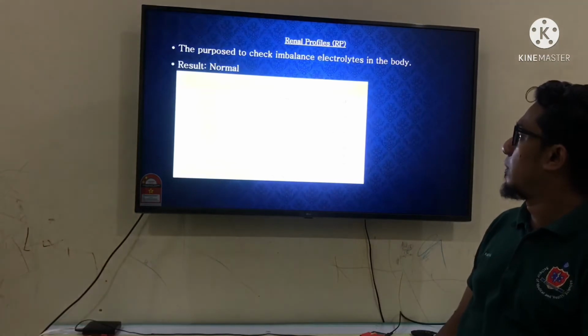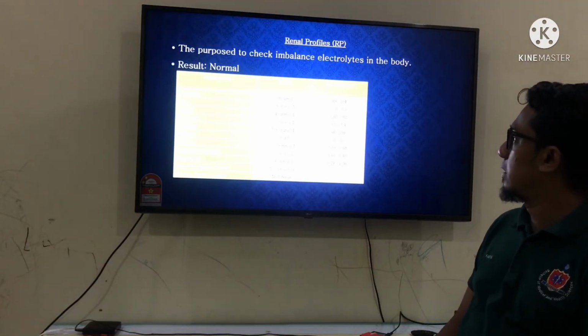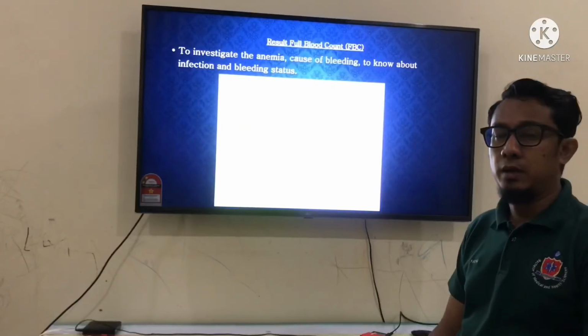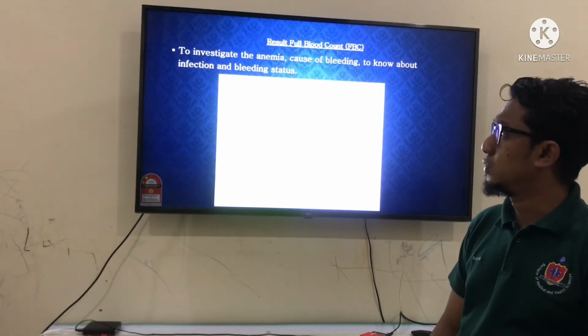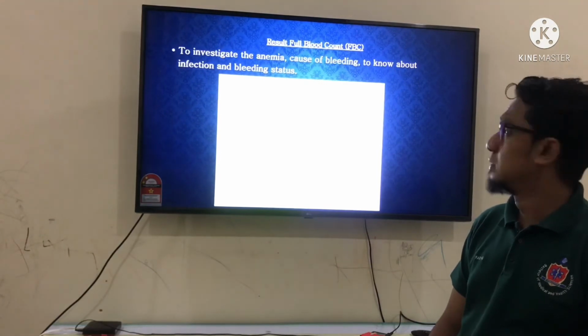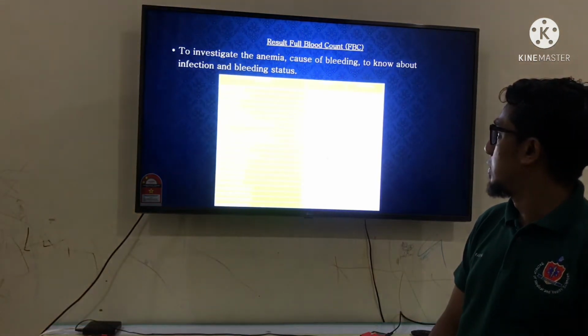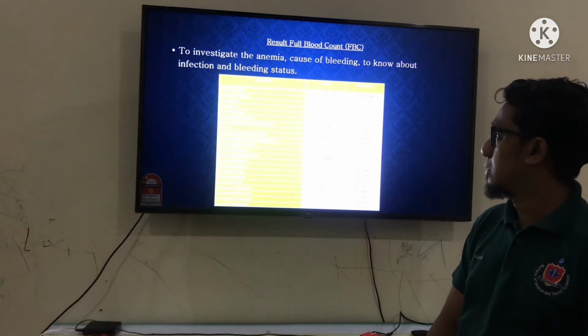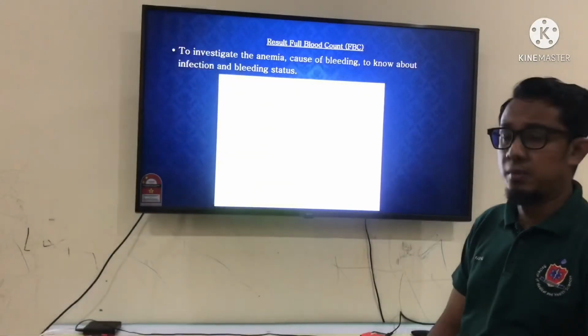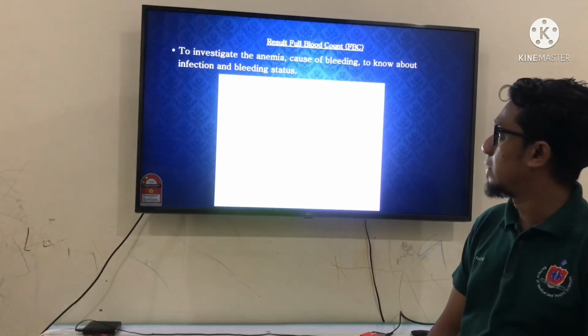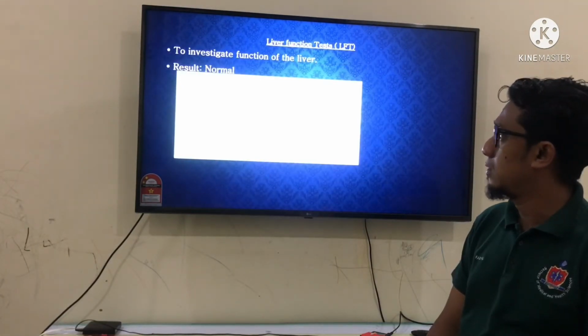Okay, his renal profile is normal, this is the result of the RP. Okay, this is his FBC result. We take the FBC result to investigate the anemia, cause of bleeding, and to know about infection and bleeding status. His FBC result shows a bit of infection. His white blood cell count is slightly increased, it is not quite normal. Okay, his LFT is normal.